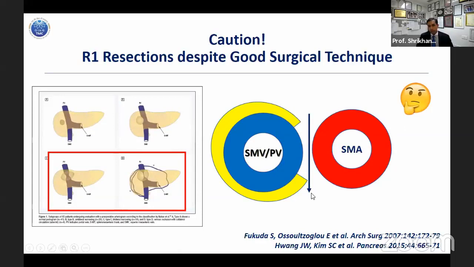Now, this is where surgeons need to start thinking beyond their surgical skills when you have more than 180-degree involvement of the vein. Because when you have more than 180-degree involvement of the vein, the retroperitoneal extent as well as the SMA is very close. You might get a SMA first, but you are very likely going to have an R1 resection.